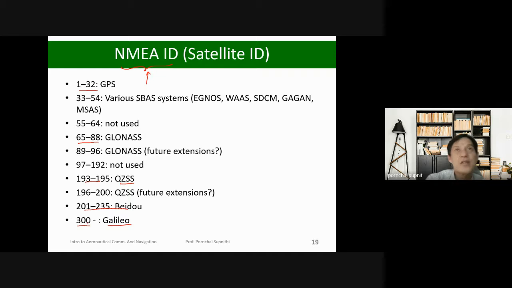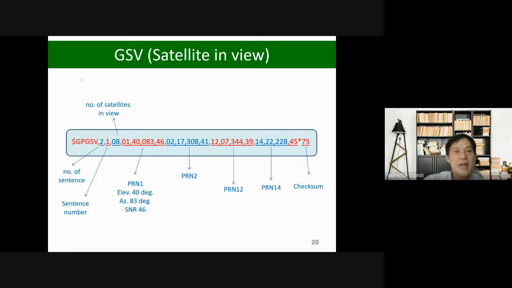So you can tell that the later system that applies for this ID is Galileo, right? Okay. And another one for NMEA is GSV. This is the satellites in view, meaning which satellites are visible. So whichever command line starts with GP GSV represents the visible satellites for GPS.